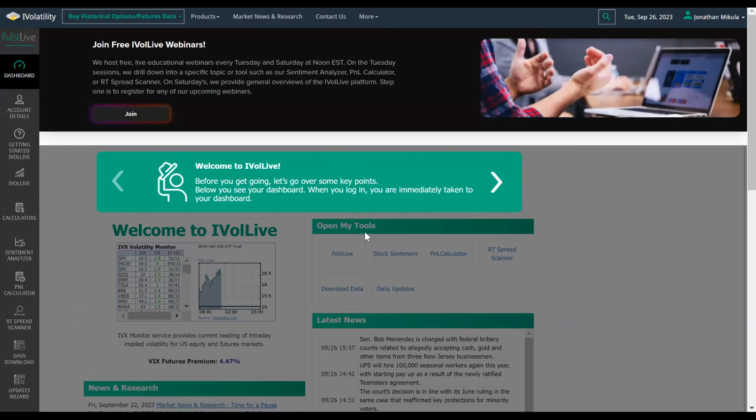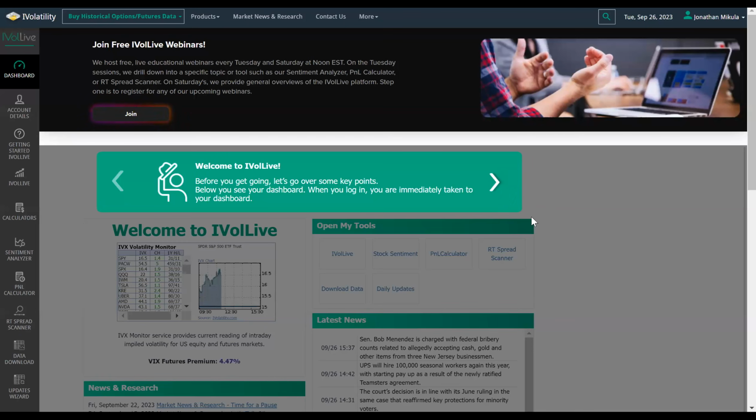Today on our Tuesday live session, our goal is to spend a lot of time looking at the charts feature within IVolLive, showing the different things that you can do, the different data points you can look at, the different technical analysis tools available to you, the different drawing tools. It's a really, really cool chart feature. So we want to make sure that everybody understands exactly what they have available to them within IVolLive.